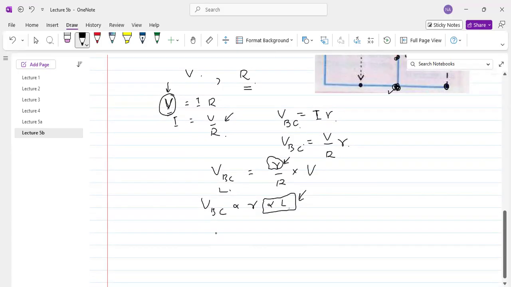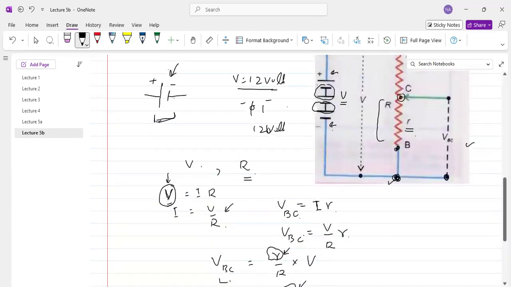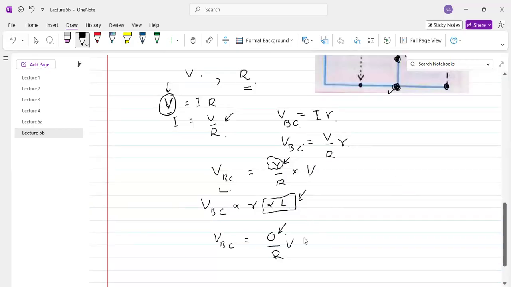We say that the potential difference VBC can be varied from 0. What does this mean? If we make this resistance 0, how can we do that? This resistance can be made 0 by moving the sliding contact C and connecting it directly to the fixed terminal B. Then the resistance becomes 0. As a result, the potential difference VBC between points B and C is 0.